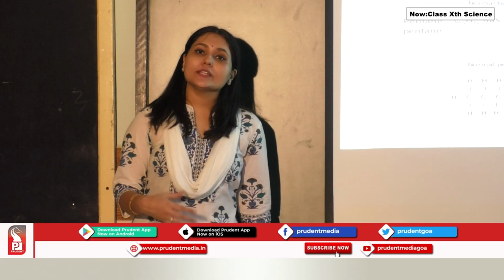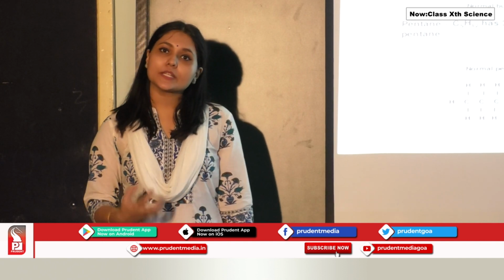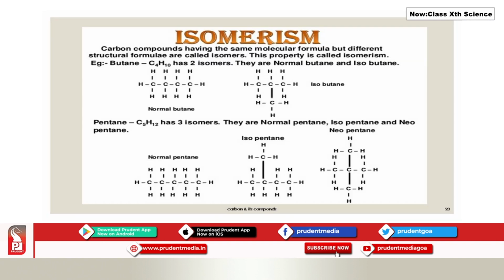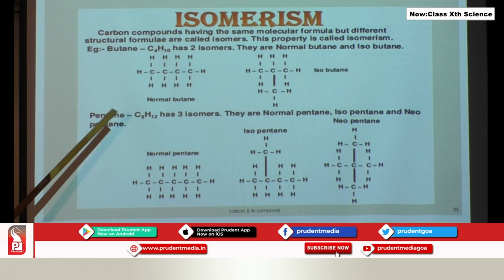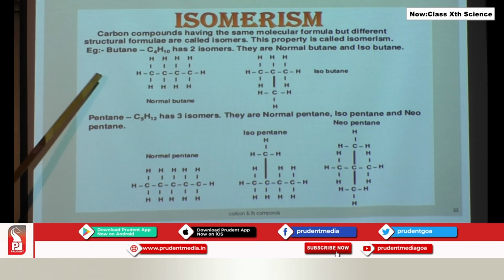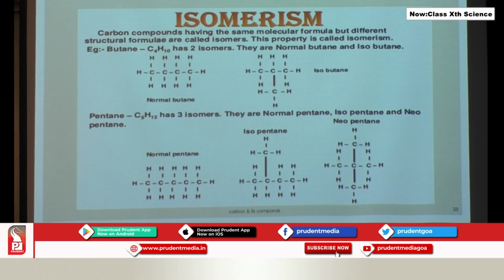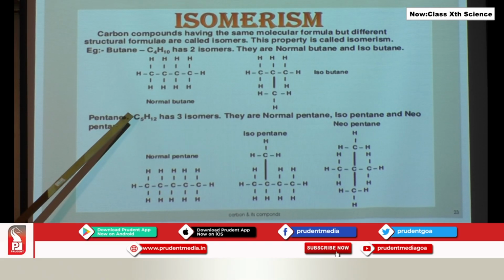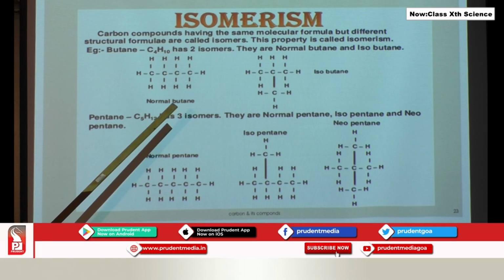Okay. Now the next important property of carbon is isomerism. Now what do you mean by isomerism? Carbon compounds which have the same molecular formula, but are arranged in a different pattern, we call that property isomerism. So over here you can see the molecular formula is C4H10, that is called butane, and butane has two isomers. In the first one you can see it is a normal butane or n-butane.